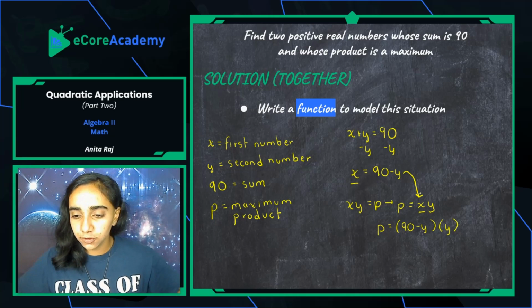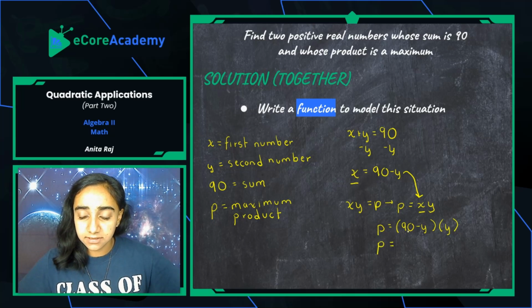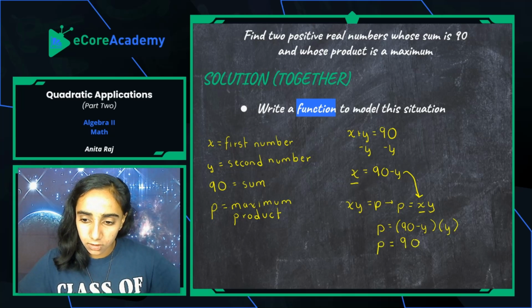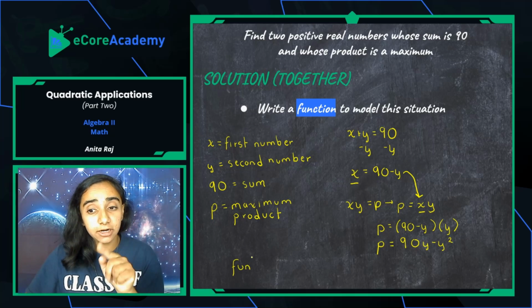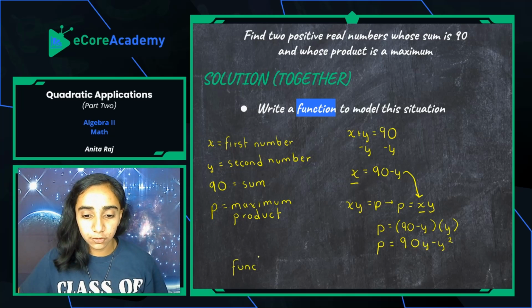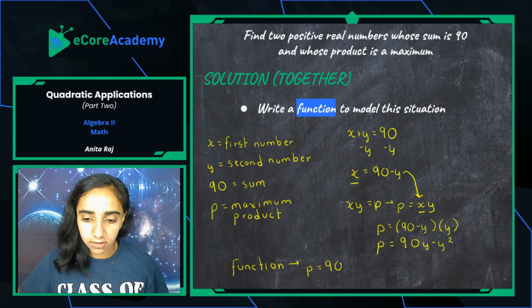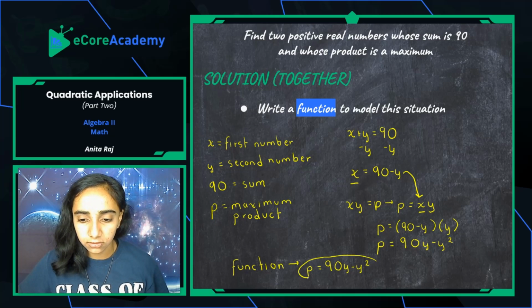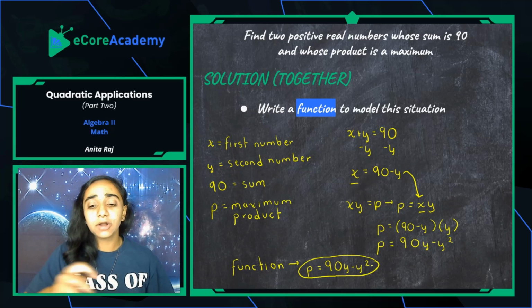If we simplify this further by distributing this y, we get p equals y times 90, which is 90y, and then negative y times y is negative y squared. Therefore, remember the original question on the screen is to write a function to model this situation. We can say the function that models this situation is p equals 90y minus y squared, which is the answer that we just got. So that is how you find a function to model the situation.